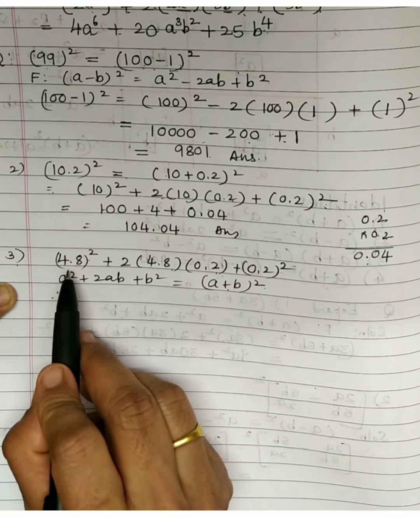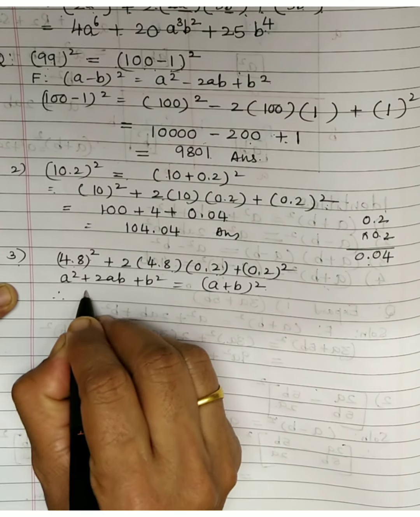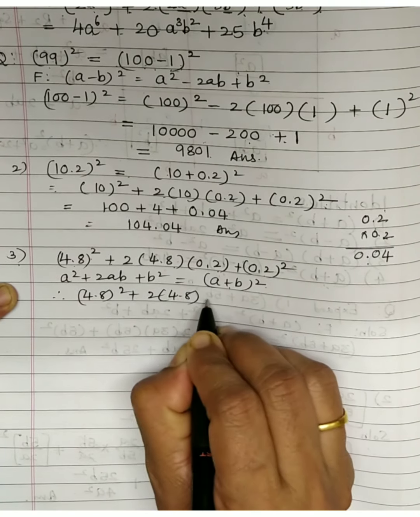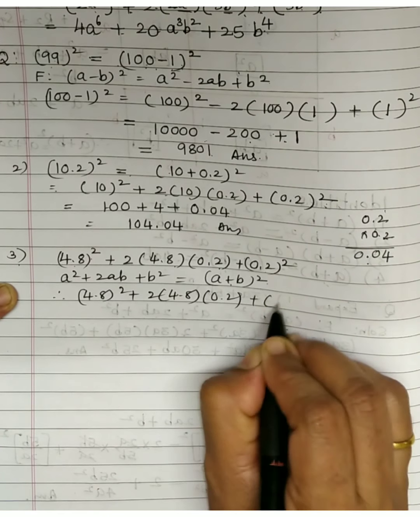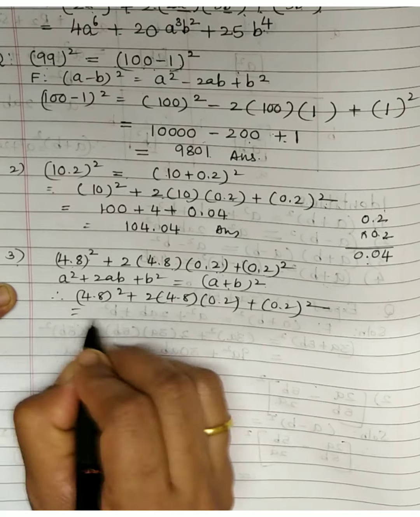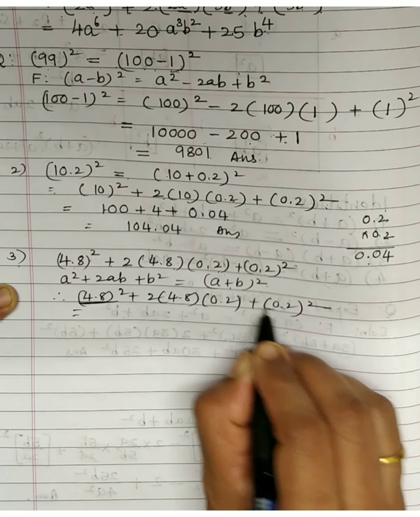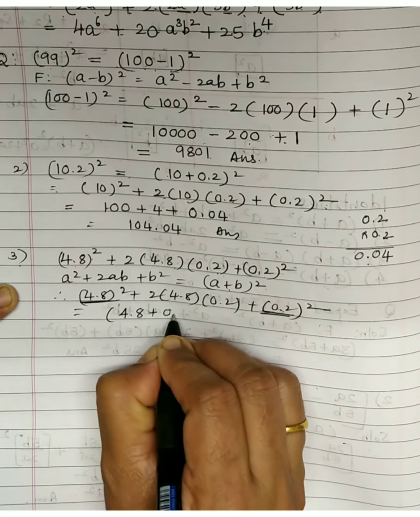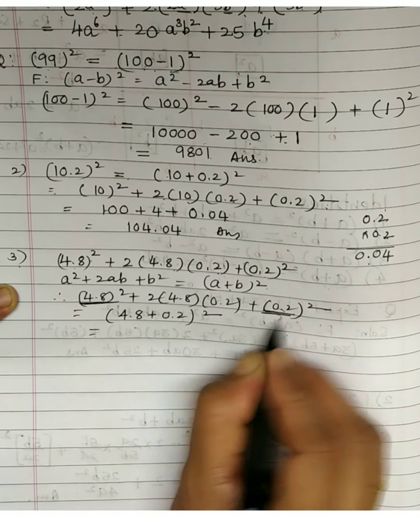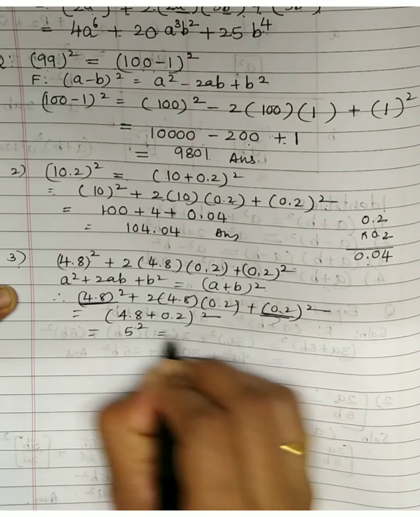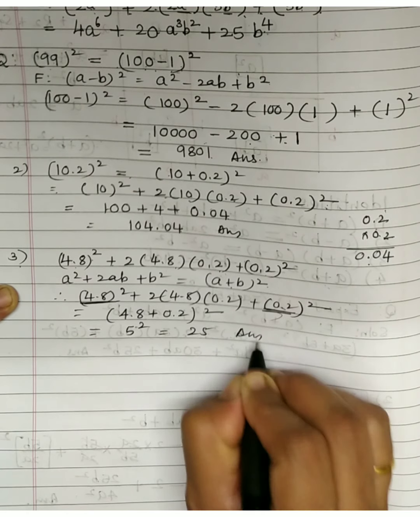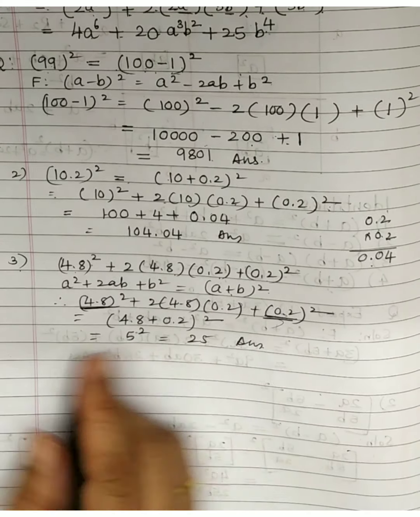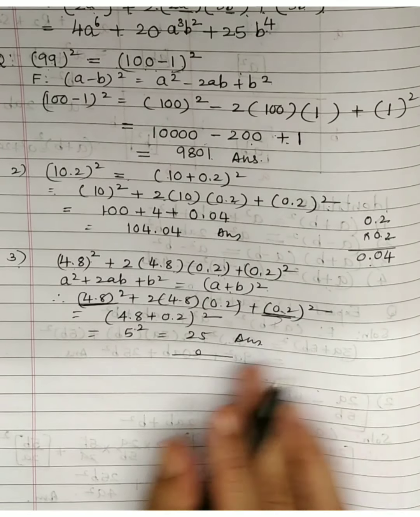Therefore here what is a? 4.8. And what is b? 0.2. Therefore 4.8 square plus 2 into 4.8 into 0.2 plus 0.2 the whole square will be what? A plus b the whole square. What is a? 4.8. What is b? 0.2. So it comes as 4.8 plus 0.2 the whole square. 4.8 plus 0.2 is what? 5. So 5 square. What is the answer? Simply 25. So either way the formula can be used. You need to observe it very carefully. That's it. This pattern also, solve many more sums yourself.